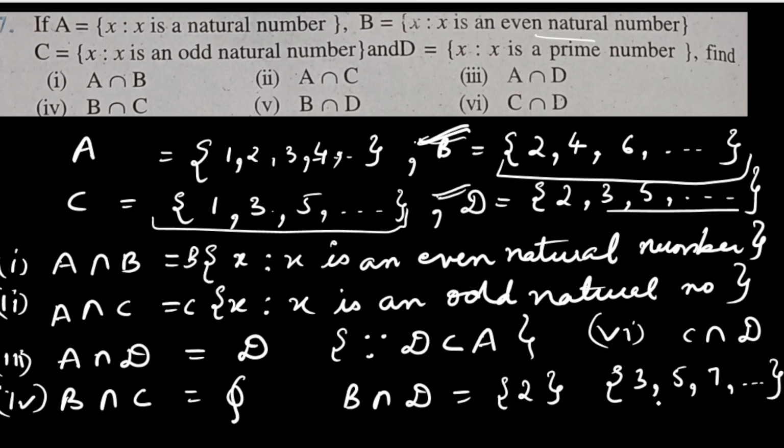Also you can see from here, because this one is a set of odd numbers and this is a set of prime numbers. So mostly odd numbers are the prime numbers. So all the common elements you can write in this set, C intersection D. So with this we have completed question number 7.